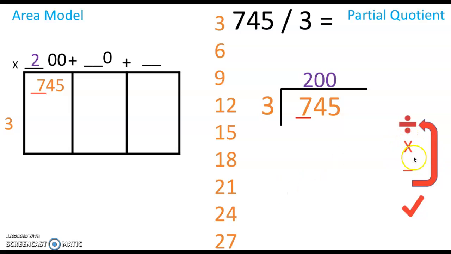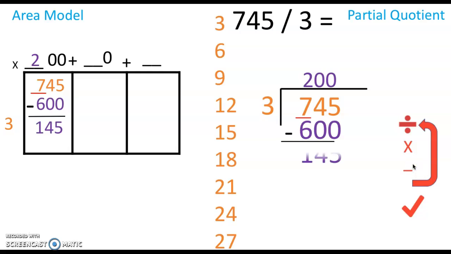Then we know our next step is to multiply. 200 times 3, remember ignore your zeros, so that would be 2 times 3 is 6, plus 2 more zeros gives me 600. Our next step would be to subtract. When we subtract, we would end up with 145. For area model, we need to bring that up into our next box.